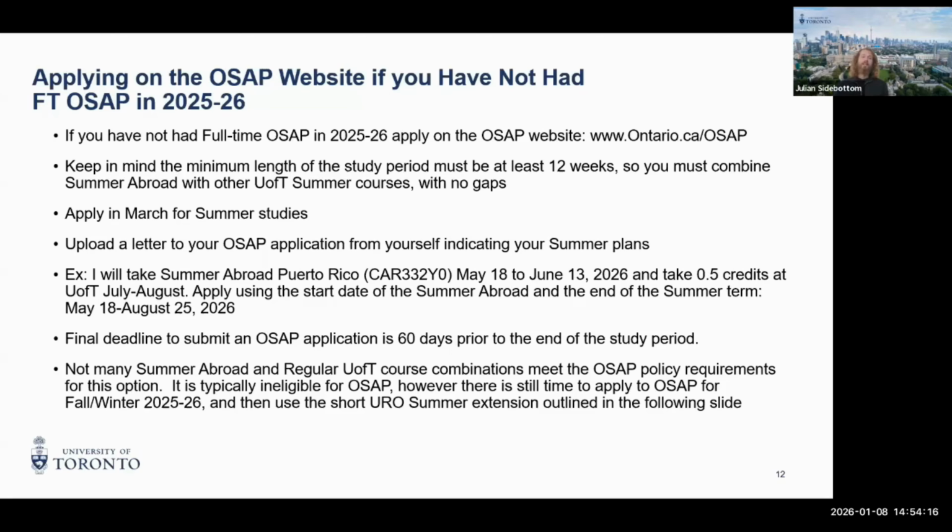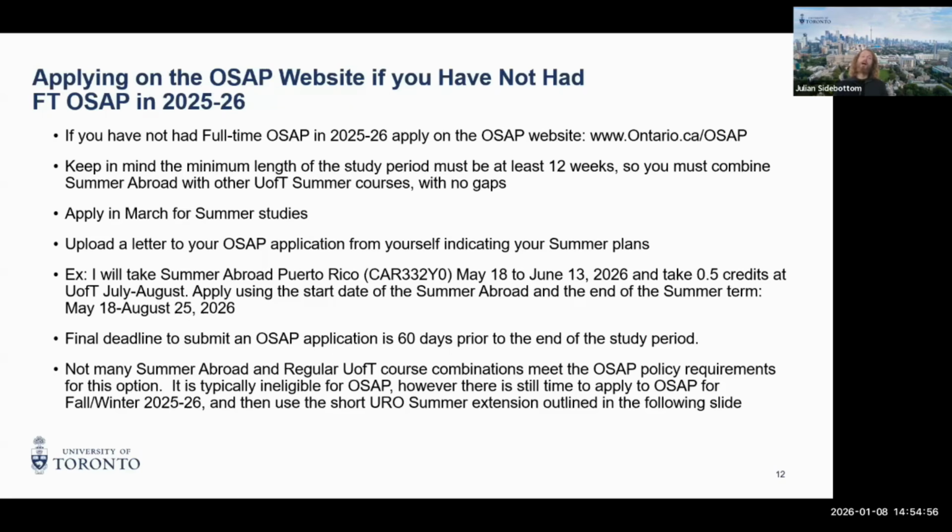Here's an example. I will take summer abroad, May 18th to June 13th, and I take a 0.5 credit course July-August. You'd apply using the start date for your summer abroad, May 18th, and the end date for the summer session, August 25th. The deadline to submit an OSAP application is 60 days prior to the end of your study period. And I will highlight this again. There's not many combinations that meet OSAP policy requirements for this option. It's just typically ineligible for full-time OSAP funding.